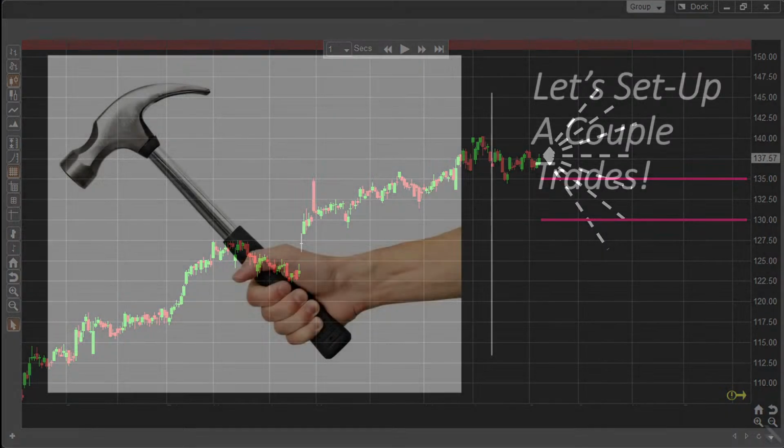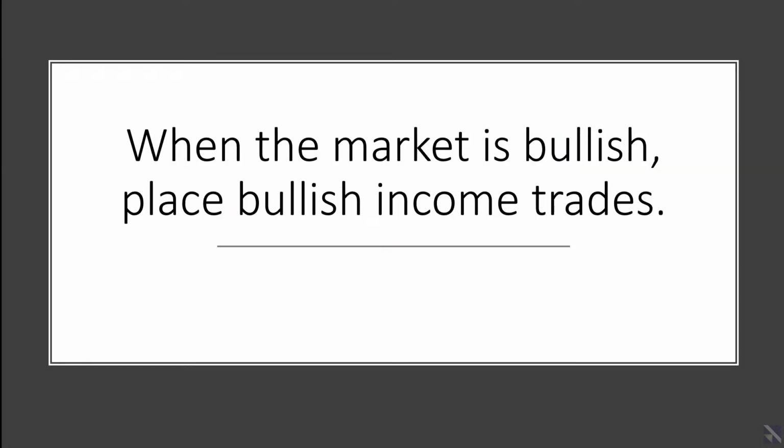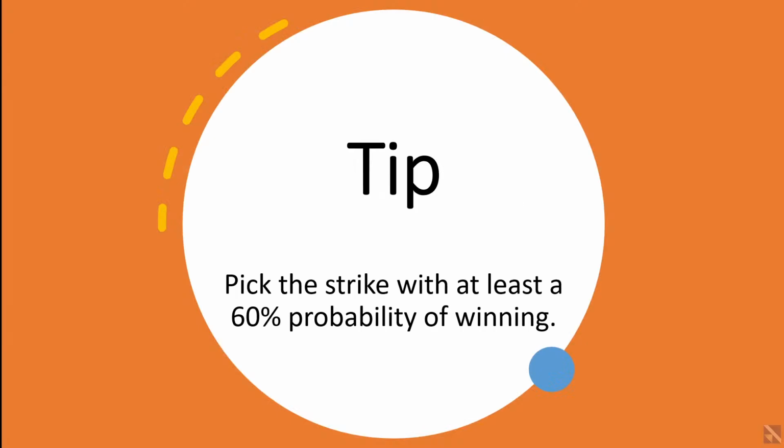All right, let's set up a couple trades here. I want to show you some trades I did last year with my clients, just a couple of them to give you a feel of how this works. So pay attention. We're going to be talking about some numbers now. Now, when the overall market is bullish, I only do bullish trades. That's it. Now, quick tip. We're going to focus on selling and having at least a 60% probability in our trades.